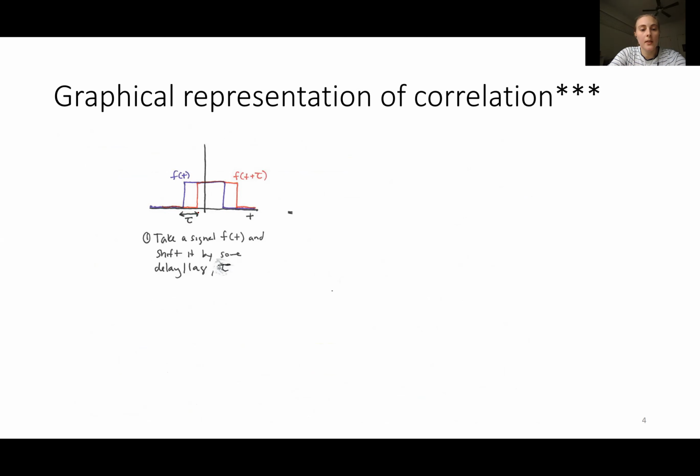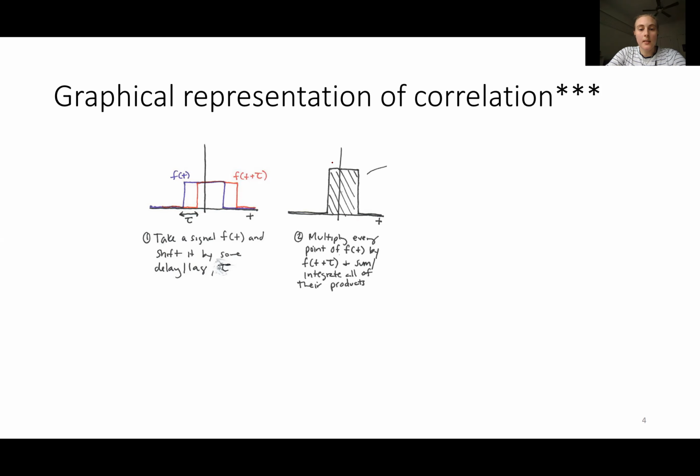So you can see for a given tau, I'm shifting that signal. That's the red line here. That's f of t plus tau. So this is for a single value of tau. And what we do after we shift this signal with respect to itself, we then will multiply those signals together.